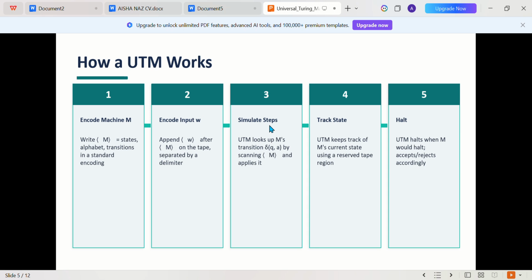The next step is simulating. Simulation means what transition can be performed on that particular input, in that particular state. Then track states. In universal Turing machine, we keep track of the machine's current state using the reserved tape region, which was the third tape, meant for the internal states, for the tracking of all these states. And the final step: if the UTM halts when the machine would halt, then it is accepting or rejecting. If it is accepting, then we halt the machine.